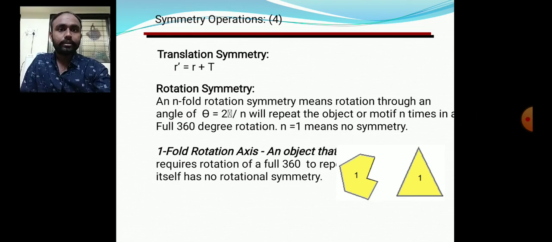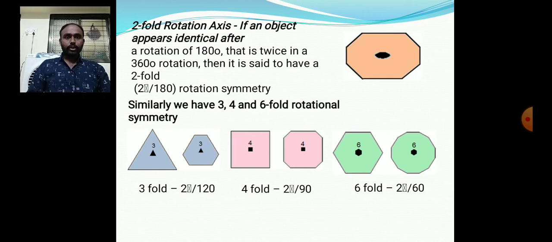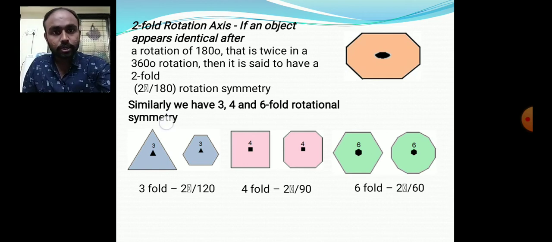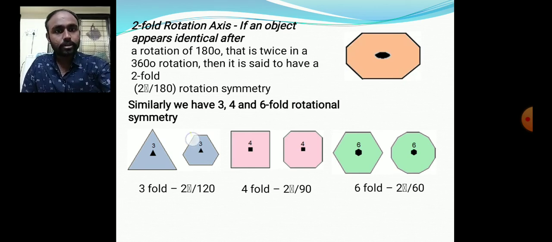120 degrees. So that means we have to rotate this equilateral triangle not by 60 degrees, but by 120 degrees. And how did we find that? Theta is equal to 2 pi by n. How much fold symmetry do you want? Three-fold symmetry. So 2 pi divided by 3 will be 120 degrees. Likewise, this is also having three-fold symmetry.